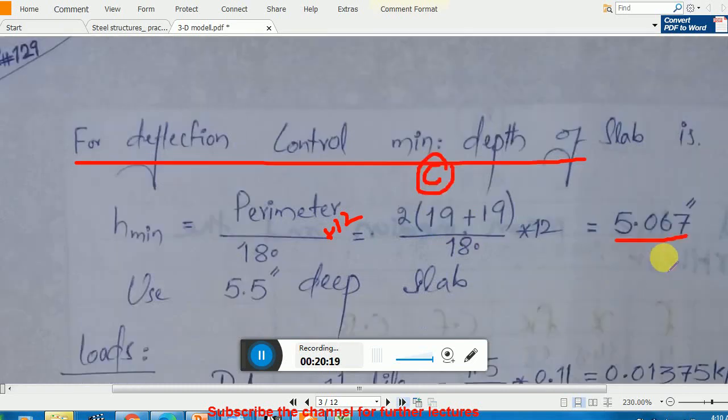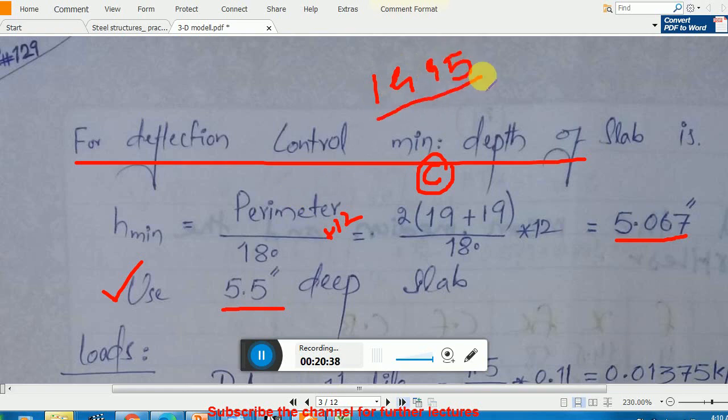So we got 5.067 inches, therefore we use 5.5. Remember, go for higher values, not just 5 inch. You have to use 5.5 or 6 inch. A minimum of 6 inch thickness is specified. Remember, this design is on the basis of the 1995 code.